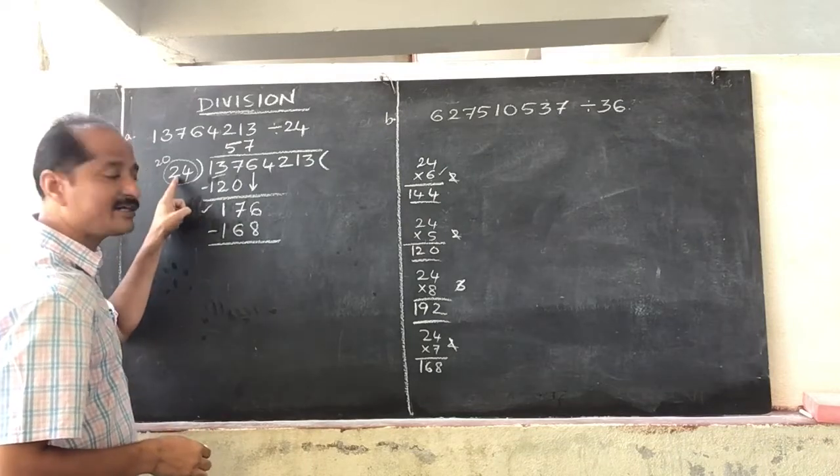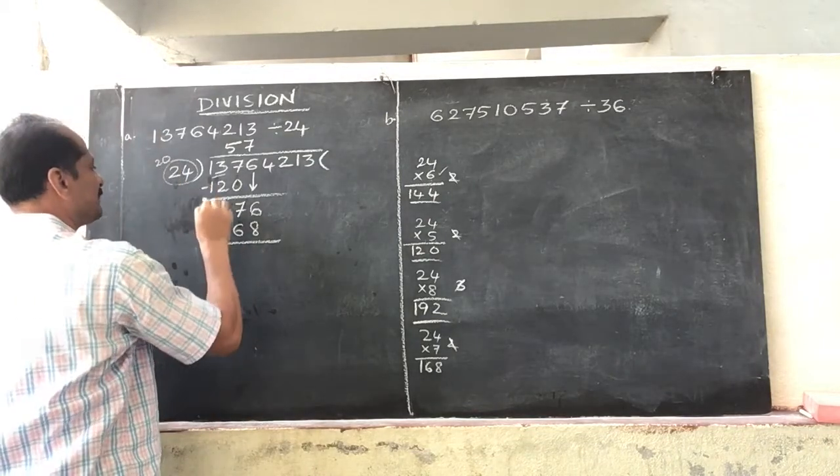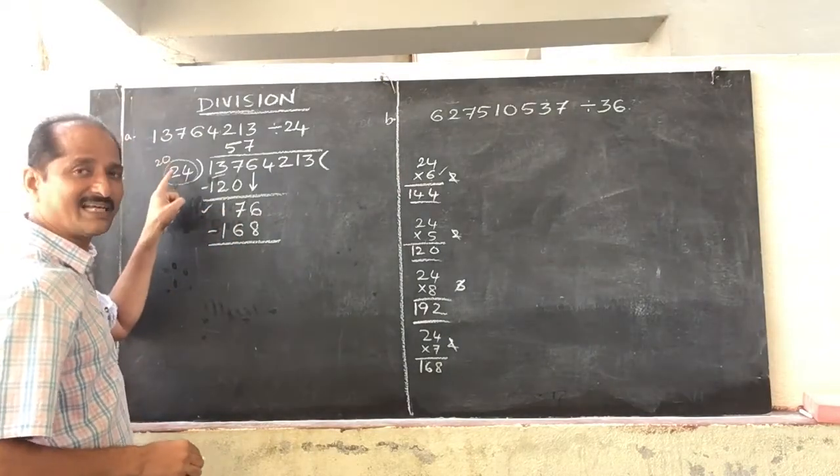Remainder should be less than 24. Then only this step will be correct. Otherwise this step may be wrong. So here this step is correct because here we got remainder 16. Here also we should get remainder less than 24.